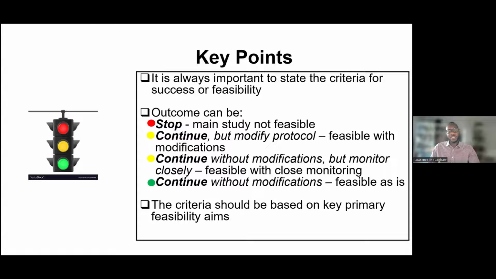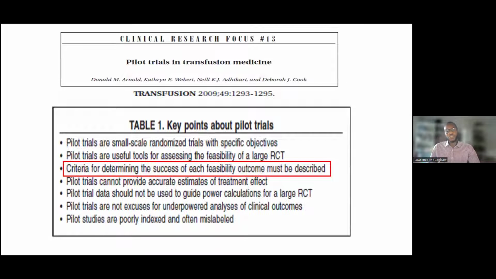And these progression criteria should be based on the key primary feasibility aims of the study, right? Other work has been done to determine some of the key features of what should be in a pilot study. Among them, stating that pilot trials are small-scale randomized trials with specific objectives, and they are useful tools for assessing the feasibility of a larger trial.